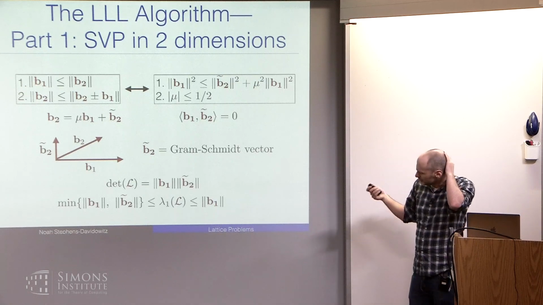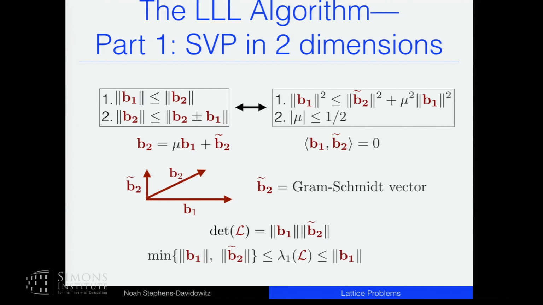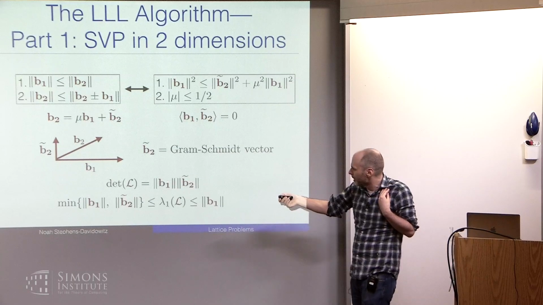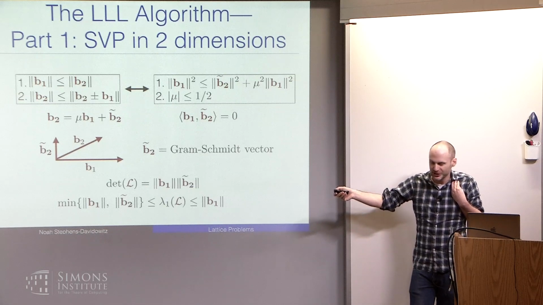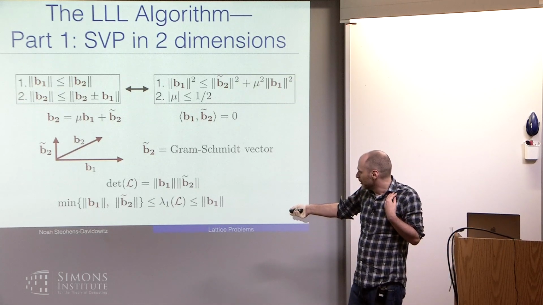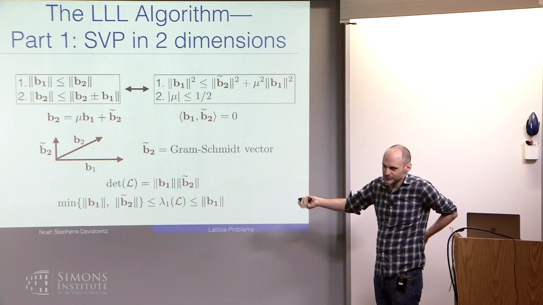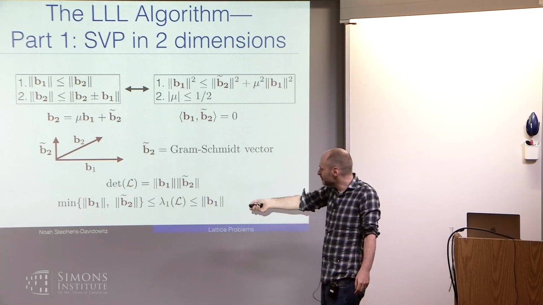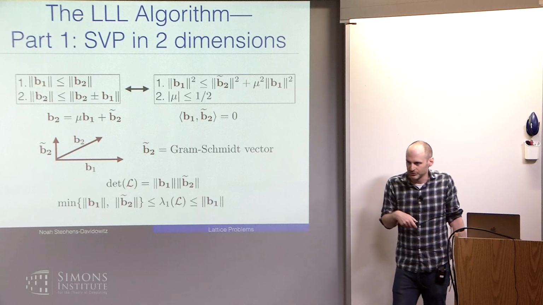And what's nice to think about with this algorithm is how these values interact with basic lattice quantities. So first of all, the determinant, as Daniele mentioned, is the product of B1 times B2 tilde. So you're always going to have those the same as you do your basis reduction algorithm. But lambda 1 of the lattice, the length of the shortest vector, can't be more than B1, of course, because B1 is a lattice vector. But it has to be at least either B1 or B2 tilde, the minimum of the two.